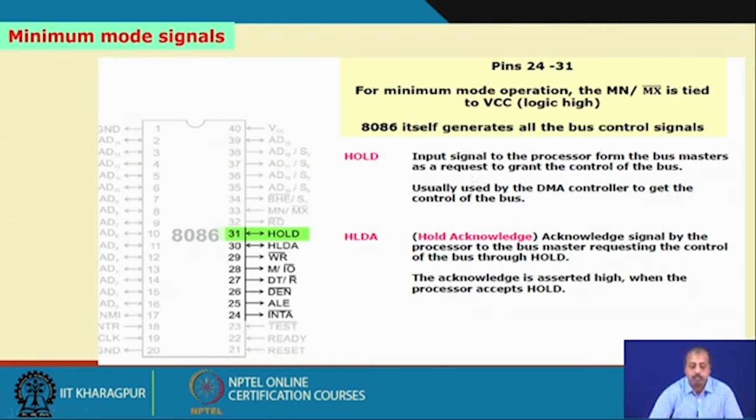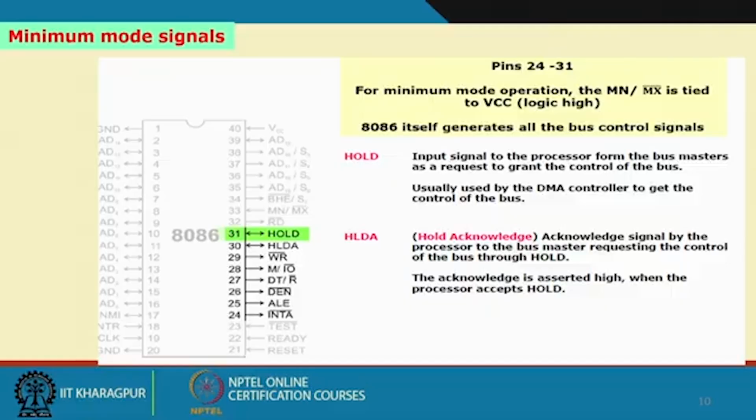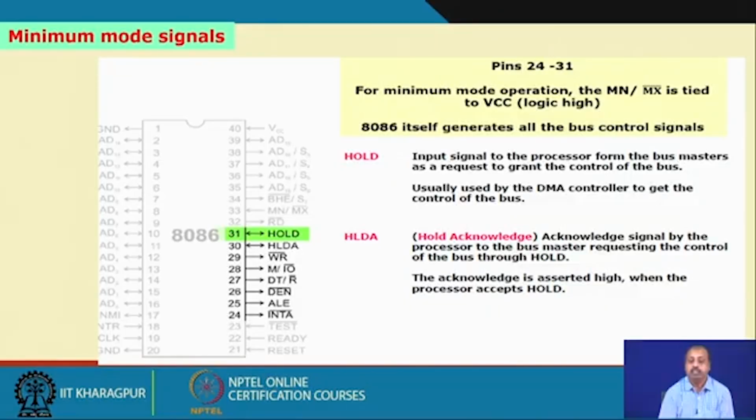Then we have two more pins, hold and hold acknowledge, which are similar to the 8085 again. Hold is an input signal to the processor, and the other bus masters in the system can request for this holding. They can tell the 8086 processor to hold and release the address and data bus controls, so that those devices can take control of the address and data bus and do the operation. And there is a hold acknowledge.